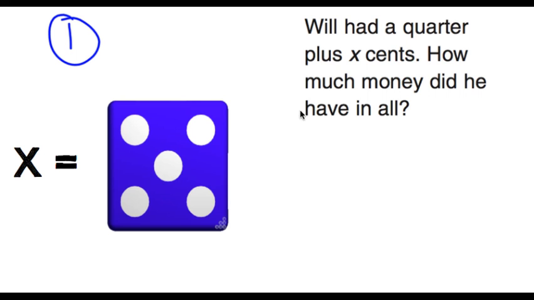Okay, so x equals 5 in this problem. So for homework, for question number 1, you're going to answer: Will had a quarter plus x cents. How much money did he have in all? So pause the video right here and look at the problem. Solve it on your scratch piece of paper and enter the answer online. And when you're ready to move on to problem 2, just play the video.